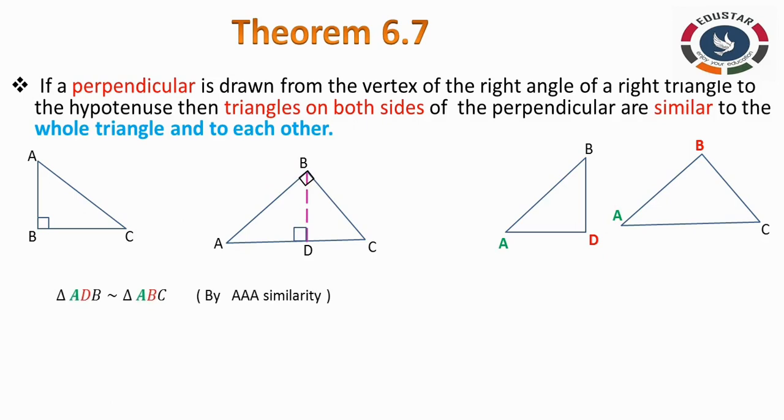So, which is the order we have to follow? Triangle ADB is similar to triangle ABC. As the angle A is common, angle D and B are 90. That's why we used AAA similarity to prove it. They are similar. Can you guess the second pair? That is BDC triangle. Try.